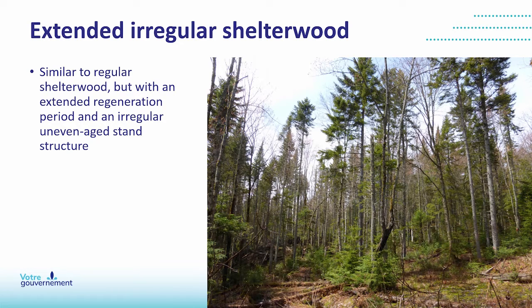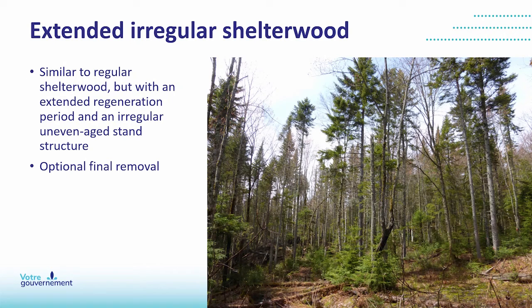However, it will take more time before you do the final removal. And since it will be, for example, 25 years, 30 years, you will have at least two age classes. That's why it falls into the category of irregular shelterwood. And depending on your goals, the final removal can be optional if you want, for example, to transform an even-age stand into an irregular stand structure.